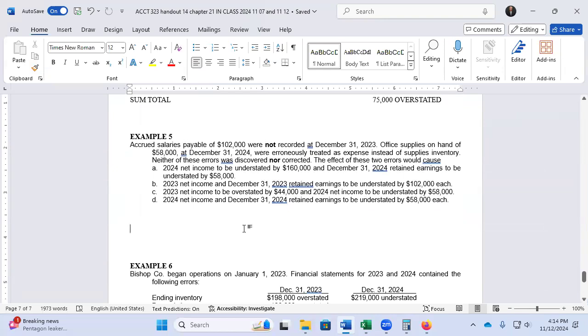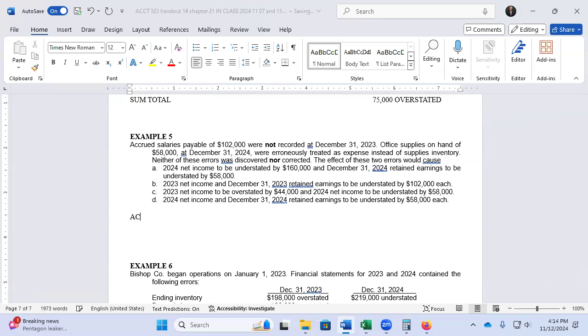But yeah, the last one. Okay, example 5. Accrued salaries payable of 102,000 were not recorded at December 31st, 2023. Office supplies on hand of 58,000 at December 31st, 2024 were erroneously treated as an expense instead of supplies inventory. Neither of these errors were discovered nor corrected. The effect these two errors would cause, we have to figure it out.